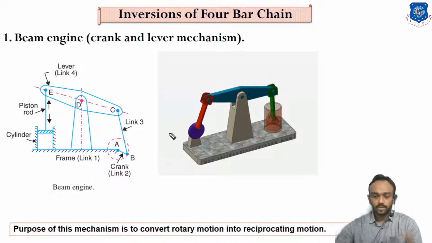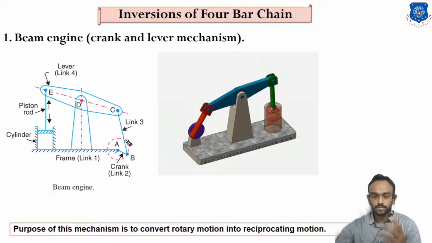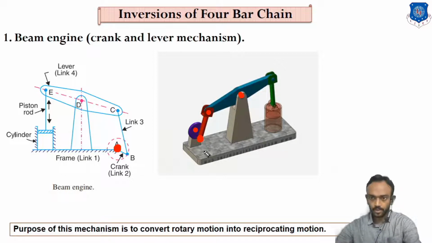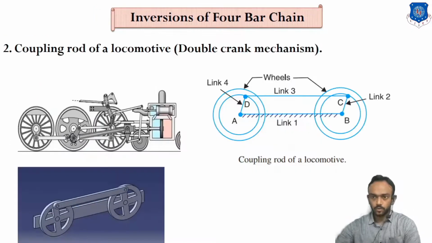Let's count the number of pairs. First, the crank and the fixed link form a pair, and the crank and connecting rod form pair number 2. The first pair is at the center, 2, 3. And this lever is connected to this fixed point. So there are 4 pairs and all are turning pairs. That's it. Let's go to the next.